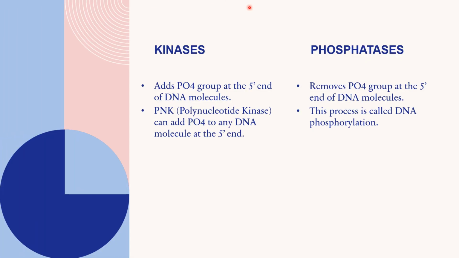So lastly, we have kinases and phosphatases. Kinases are enzymes which add a phosphate group to the 5' end of the DNA molecules, while phosphatases remove the phosphate group at the 5' end of the DNA molecules. This is called phosphorylation. So the polynucleotide kinase can add phosphate to any DNA molecule at the 5' end.